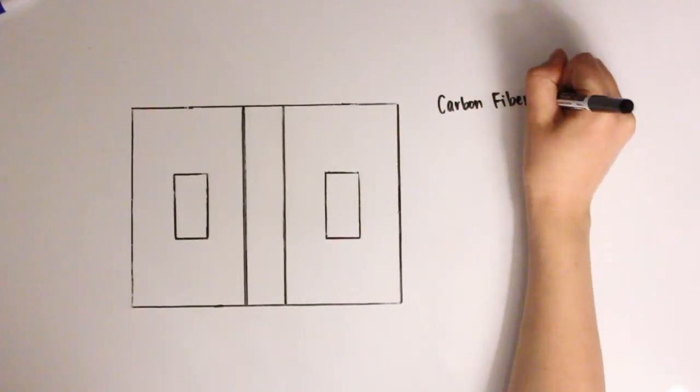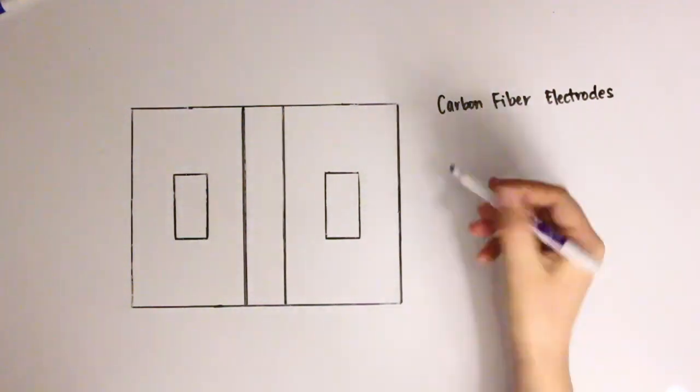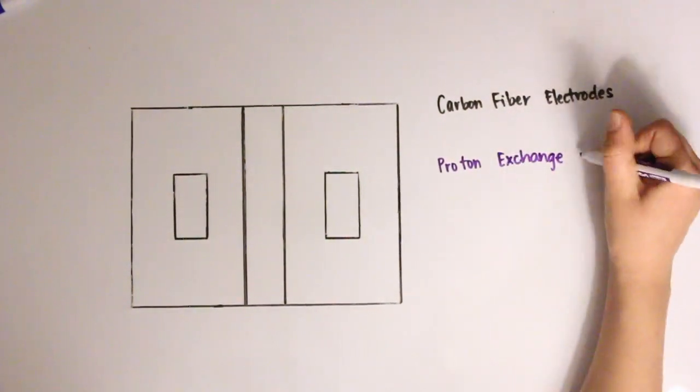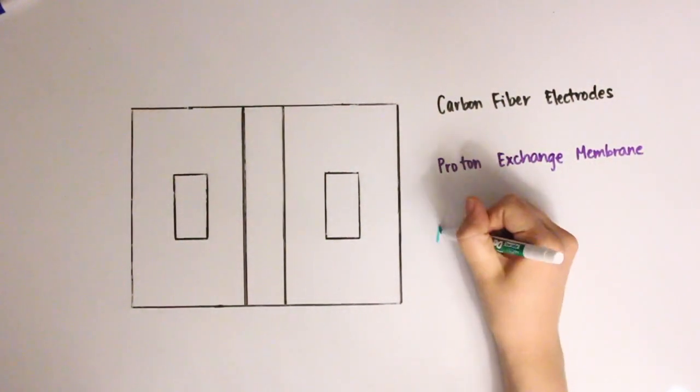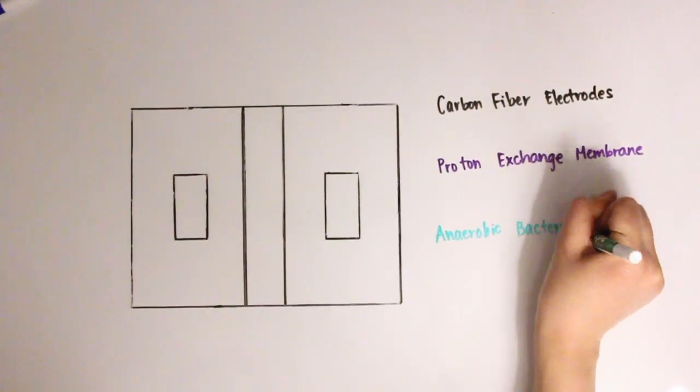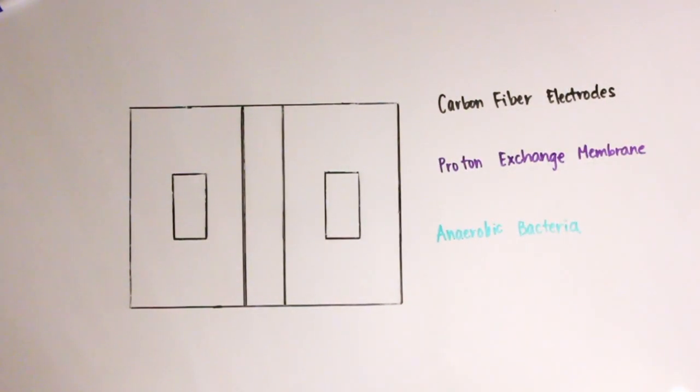Typical construction of a microbial fuel cell requires carbon fiber electrodes, a proton exchange membrane, and anaerobic bacteria. These materials can be expensive, hard to find, and difficult to work with. By making a few simple substitutions with everyday items, I was able to build a successful microbial fuel cell within a limited budget.